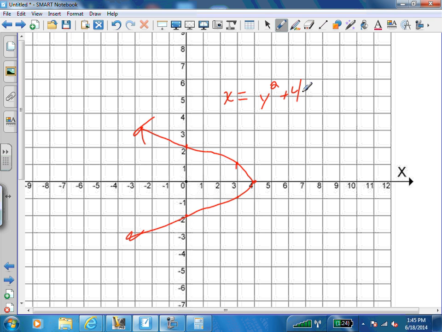y squared plus 4, is that 0? No. y squared minus 4. So like here, y is 0. No, I'm making this harder than this has to be. Here, y is 0, so if we put a 0 in for y, we get x equals 4. If we put a positive 2 in for y, I think I just drew my picture wrong.